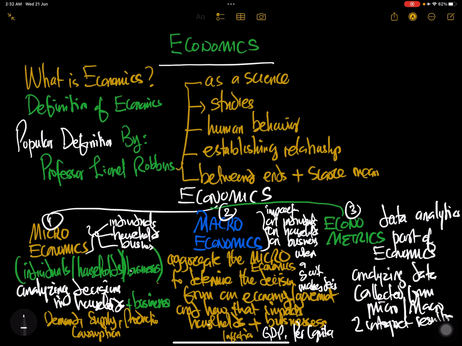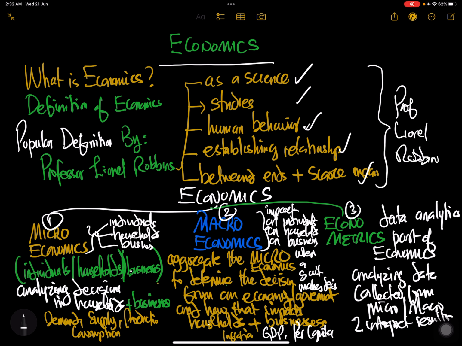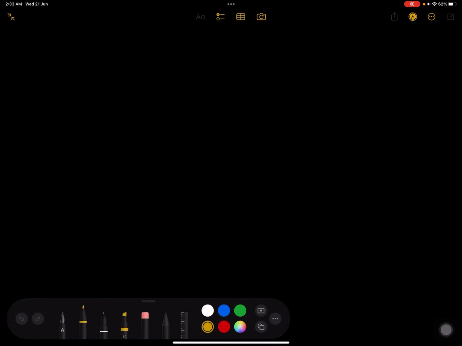So economics is basically defined as a science that studies human behavior, establishes a relationship between ends and scarce means. And this definition was propounded by Professor Lionel Robbins. And we said that economics can be categorized under three branches.